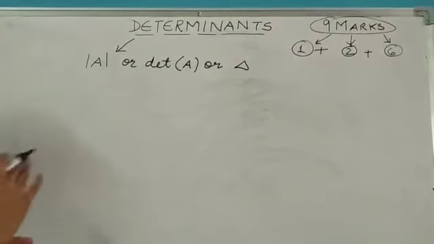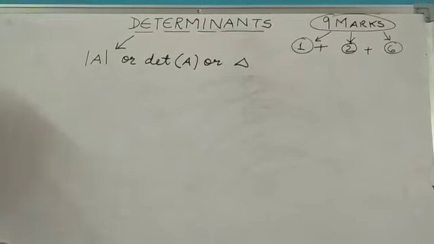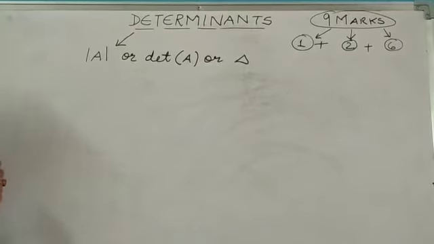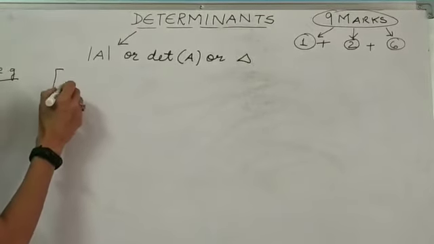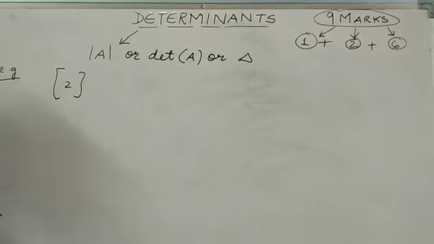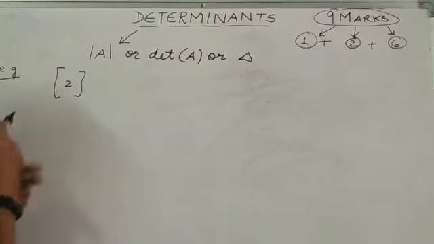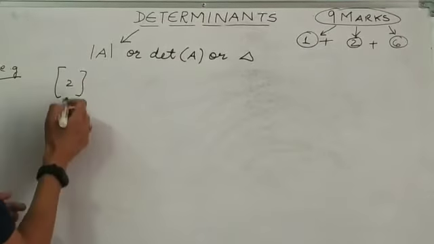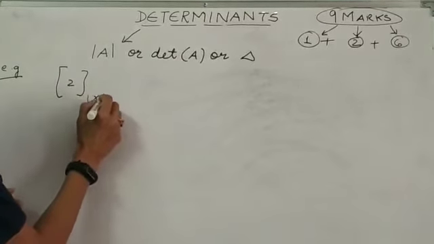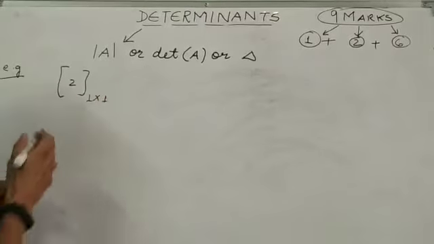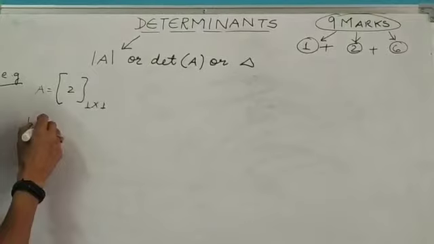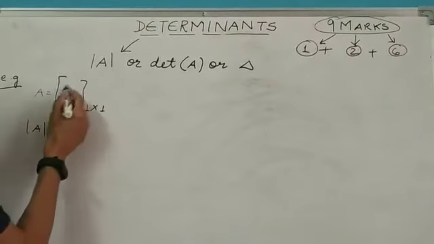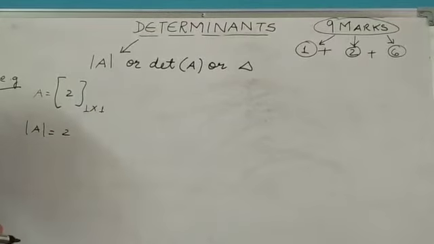Now let's see how we can find that number for a given matrix. For example, let us take just a 1 into 1 matrix. This is your 1 into 1 matrix because row is 1 and column is 1. That's why it is a 1 into 1 matrix. Say this is your matrix A. If you want to find the determinant of A, then it will just be this number.